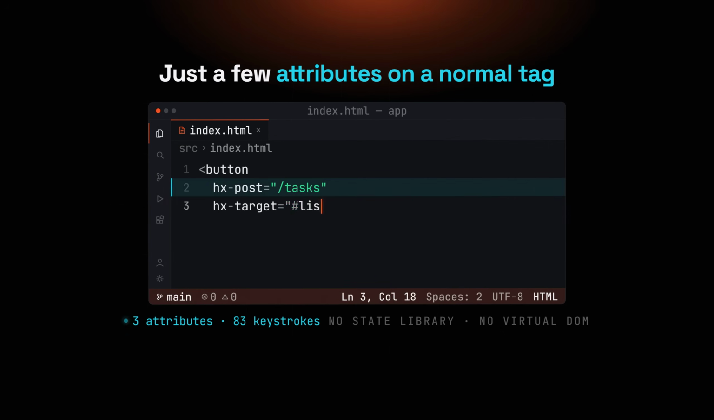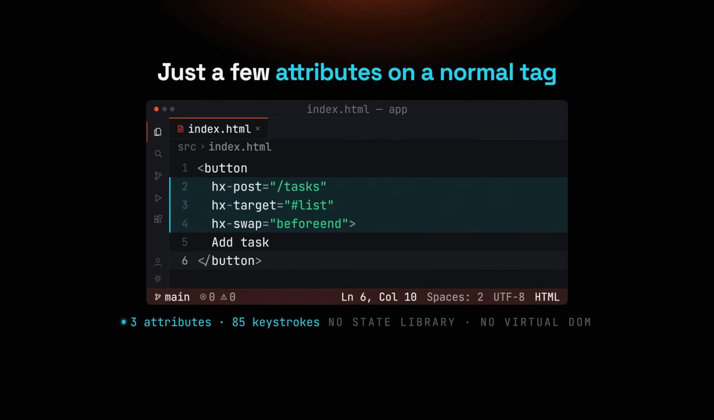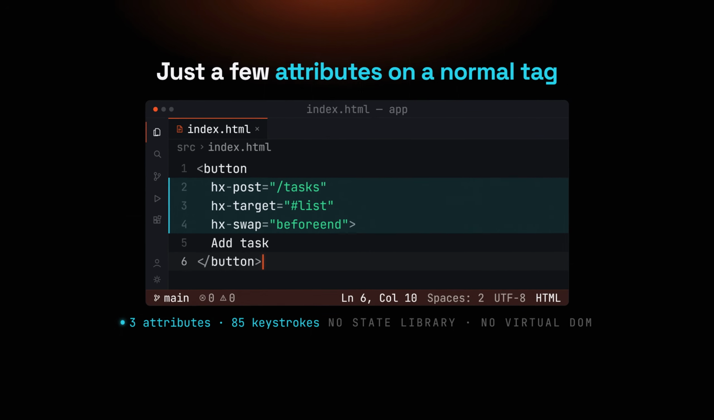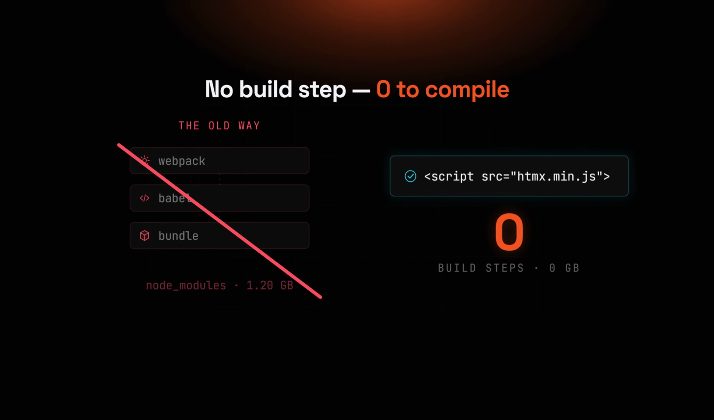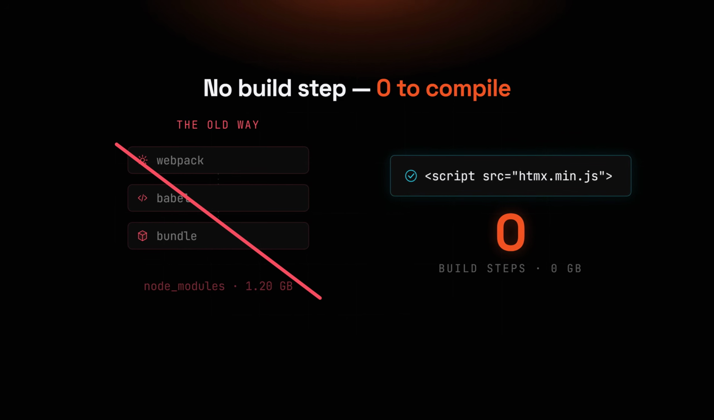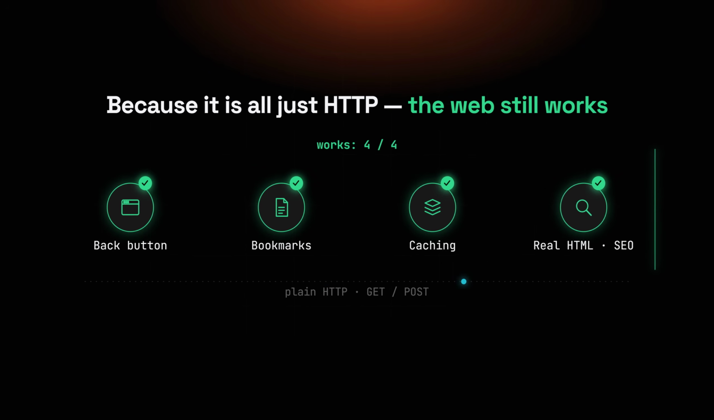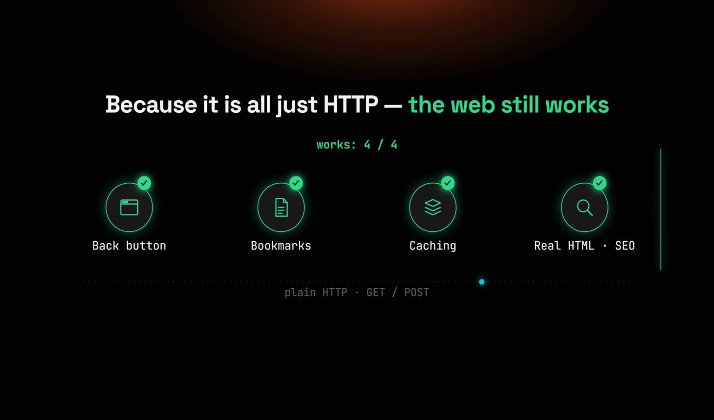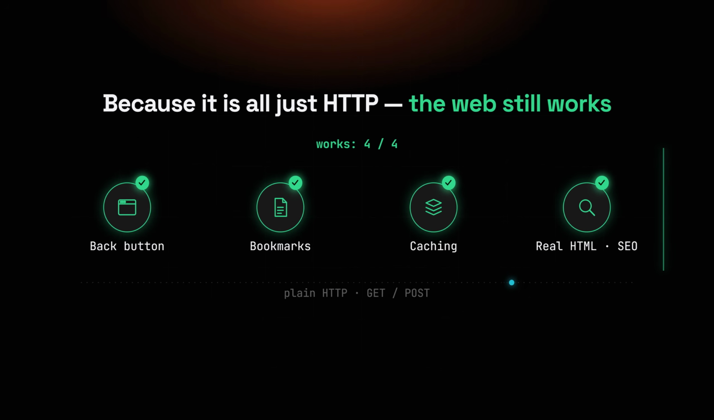The whole thing is a handful of attributes on normal tags. hx-post says where to send it, hx-target says which element to update, hx-swap says how. There are no components, no state library, and no virtual DOM to keep in your head, and there is no build step. You add one script tag and write HTML, and the browser runs it exactly as written. Nothing to compile, nothing to bundle, no node_modules folder eating a gigabyte of disk before you have shipped a feature. And because it is all just HTTP, the boring web features still work. The back button, bookmarks, and normal caching behave the way they always have, and a search engine sees real HTML, the things single-page apps often fight to win back.